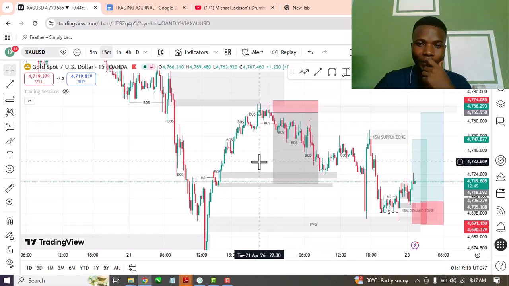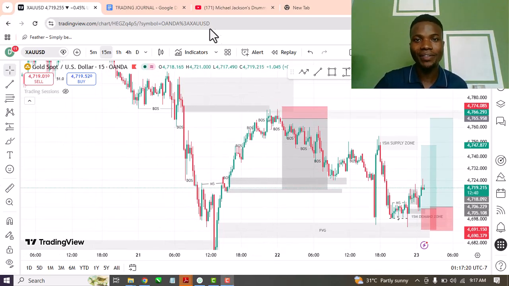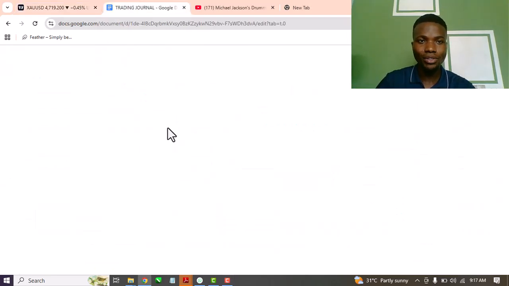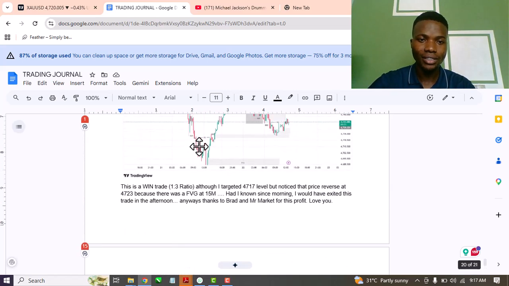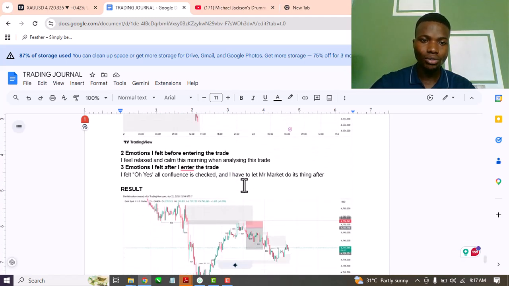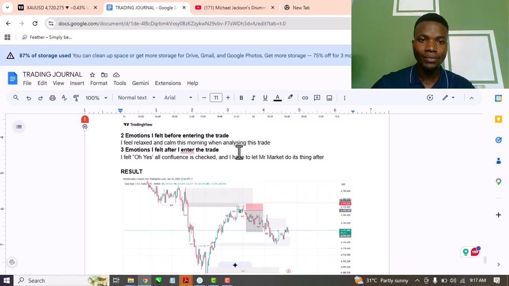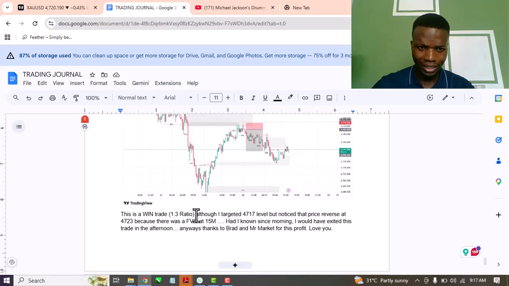But let me show you, I documented this trade actually. You can see that I documented this trade already, starting from my entry, down to my emotion before I entered the trade, the emotion I felt after I entered, then when I took the profit. I said this is a win trade, 1:3 ratio. Although I targeted the 47.17 level, notice that price reversed at 47, because there was a fair value gap at 15 minutes.